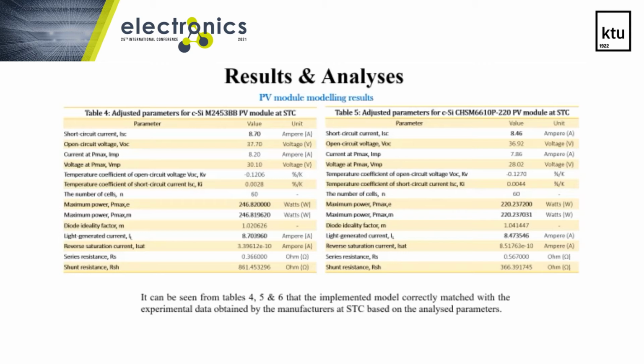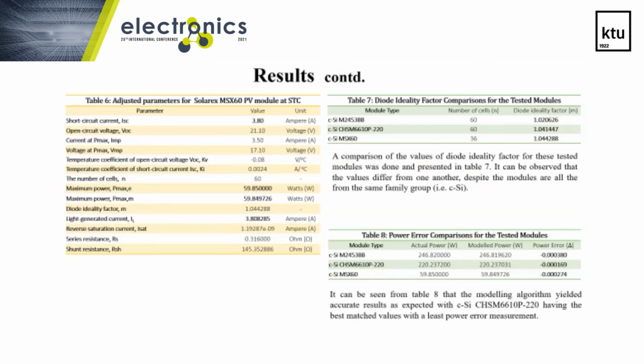It can be seen that these values correctly match with the ones obtained by the model manufacturers. Figure 6 also shows the result obtained for the adjusted parameters of the Solarex MSX60 PV module at STC. Similarly, the Pmax-E and the Pmax-M coincided. Meanwhile, the value of the light generated current IL has also been bolded, which is similar to the value of the short circuit current ISC.